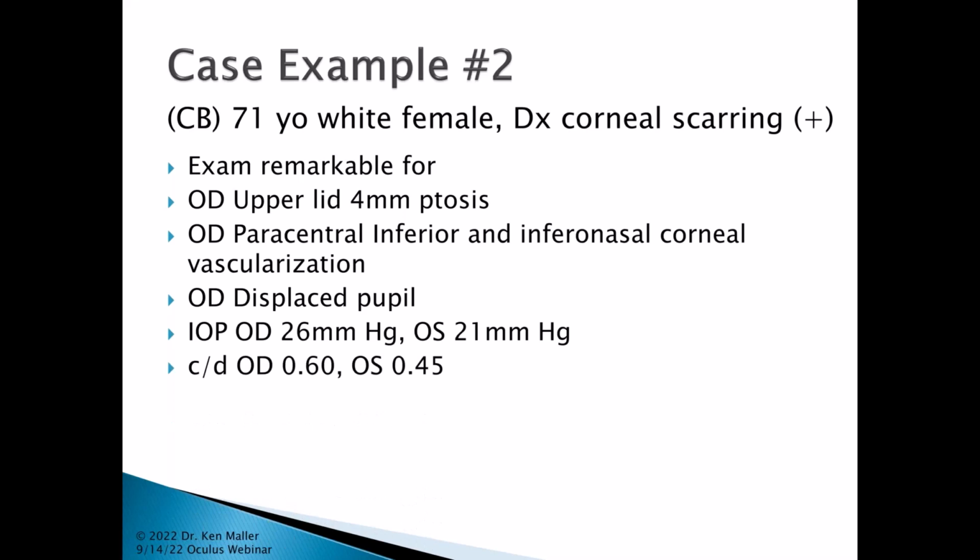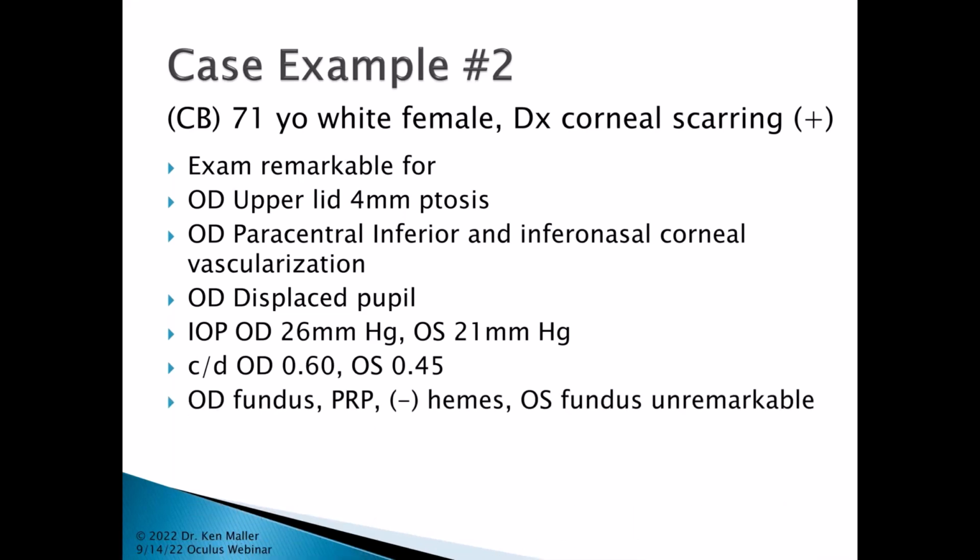And we can see that she had asymmetric cupping with the right eye a little bit larger as well. In the right fundus, I saw the PRP treatments. There were no hemes, and the left fundus was boringly normal. Everything was fine there. These were the maps.